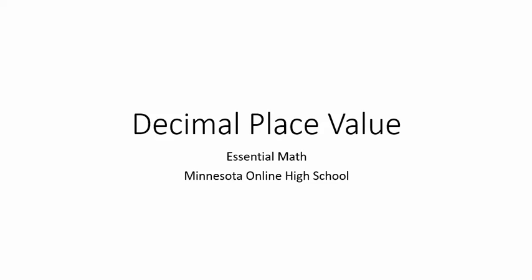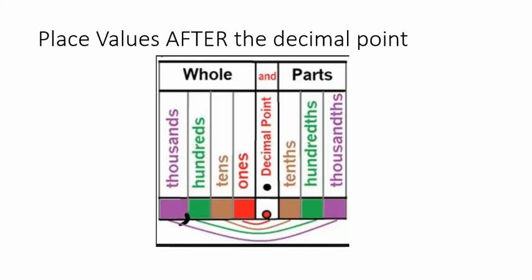Let's continue our study of place value by looking at the place values to the right of the decimal point. Previously, you've learned the place values for the whole, such as thousands, hundreds, tens, and ones. You'll notice to the right of the decimal point, we have additional place values. These are parts of the whole: tenths, hundredths, and thousandths. Notice that they start the same, but they have a TH at the end.